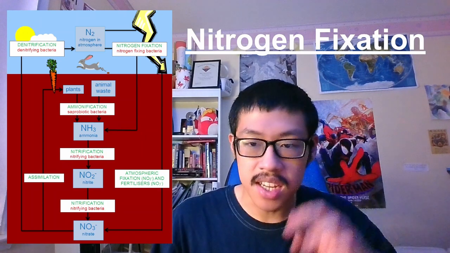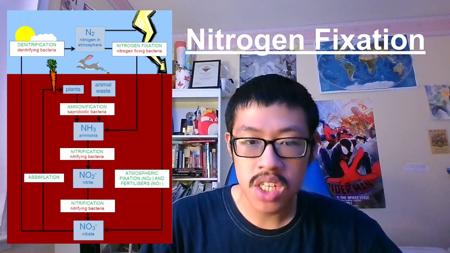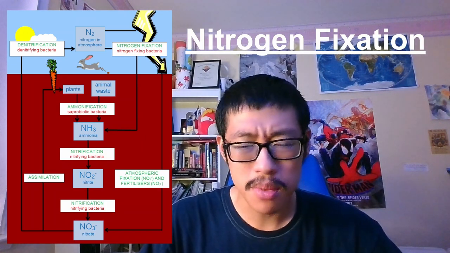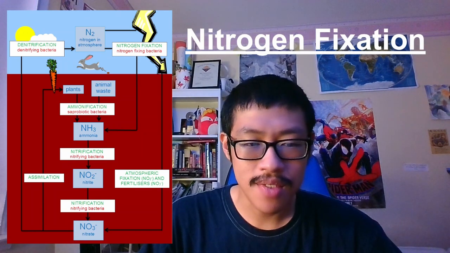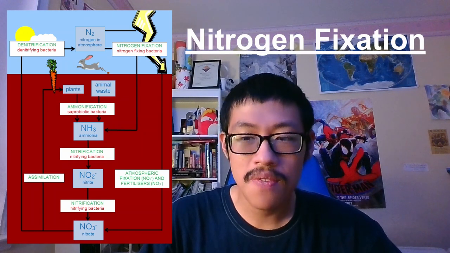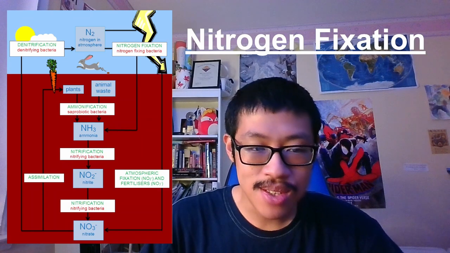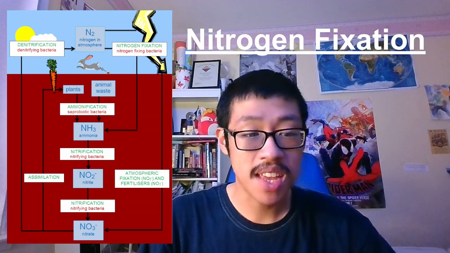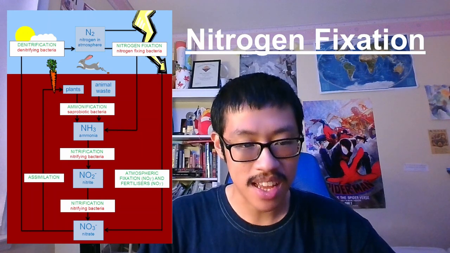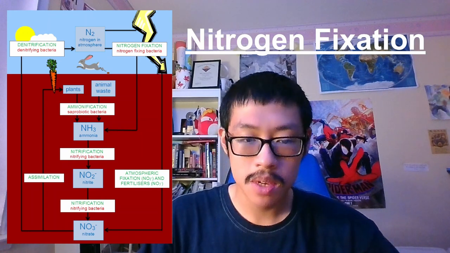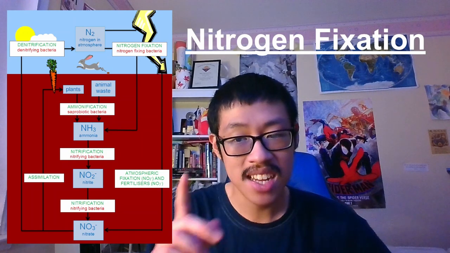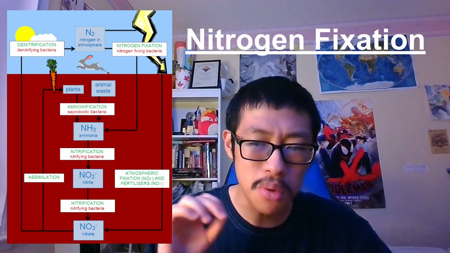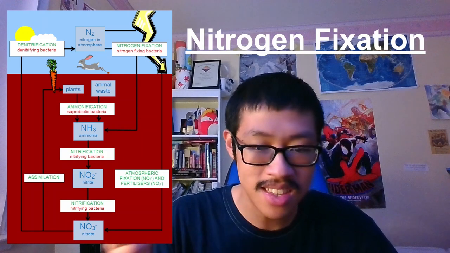Nitrogen fixation is the biochemical process by which nitrogen gas in the air, by the way, the most common gas in the air, is converted by special nitrogen fixing bacteria into nitrates, which is a form of nitrogen that can be used by plants. It's an essential process for life to function and relies on special bacteria, which, fun fact, they actually love to live in the nodes of the roots of beans and legumes.